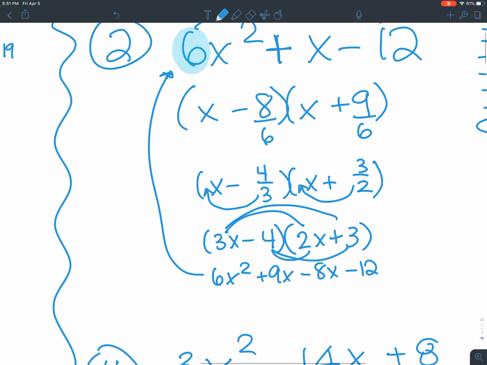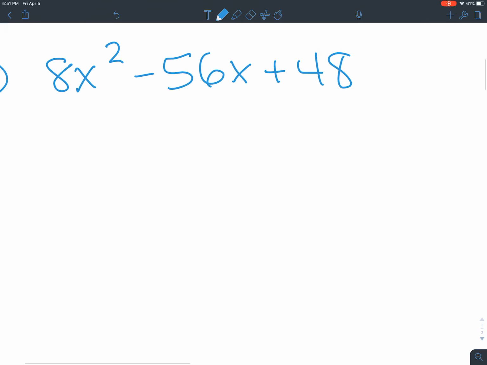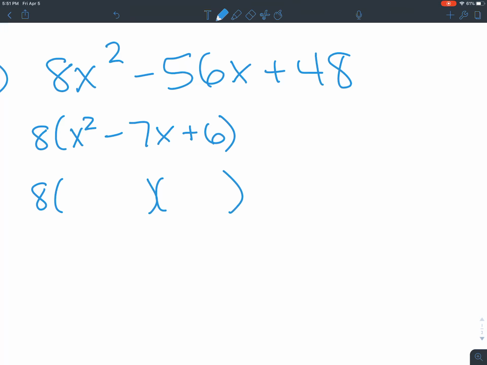Okay, so let's try that again over here. Now, this problem is actually different because I have a GCF. So I can factor out an 8 from all of these. So this would be 8 times x squared minus 7x plus 6. And so now I'm going to just factor this trinomial right here.